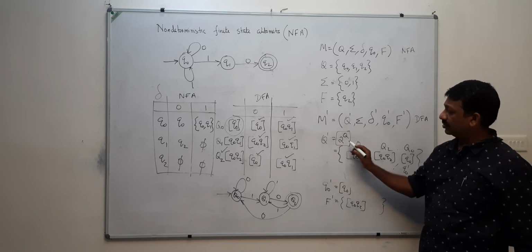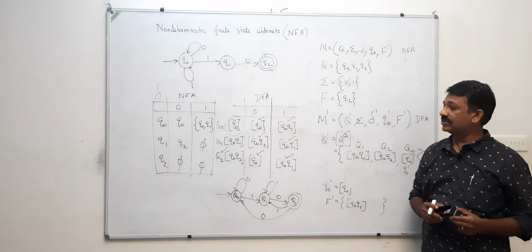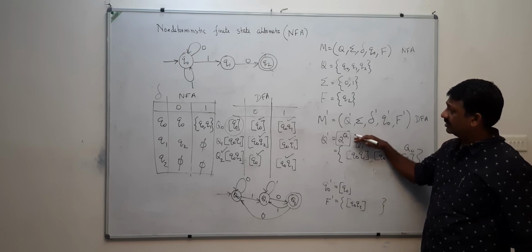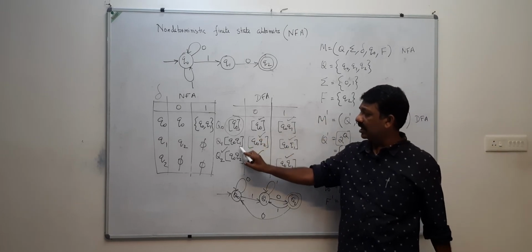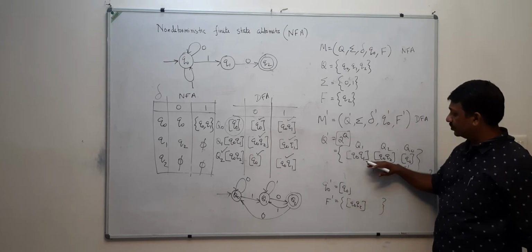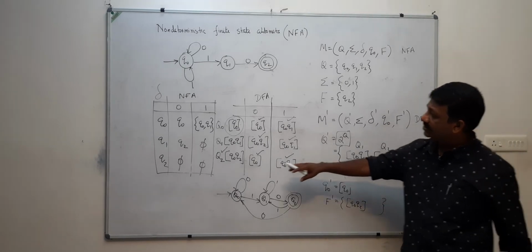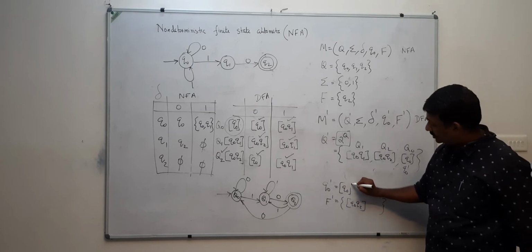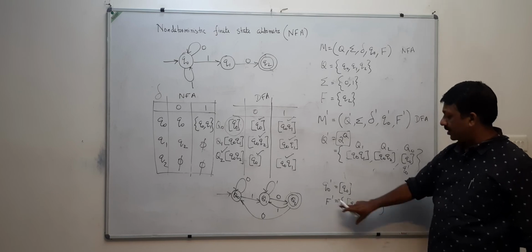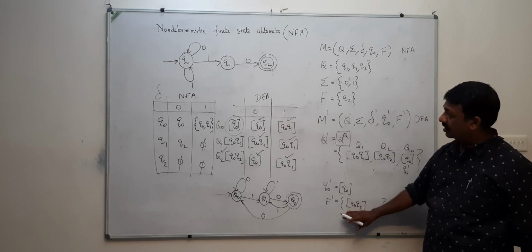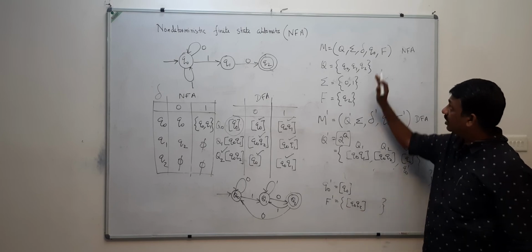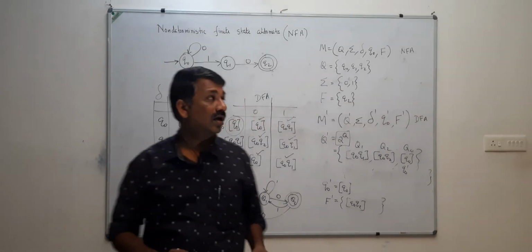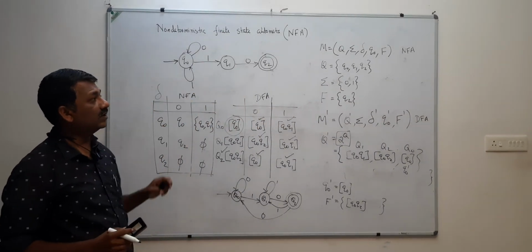And Q' has 2 raised to Q, the power set of Q, that many elements in it. But in this case, only 3 are reachable, so we are restricting it to 3. The transition diagram is like this, and q0' is the state {q0}, and F' is the set of new states wherever there are final states of the original NFA. And this is the way you can convert an NFA to a DFA.